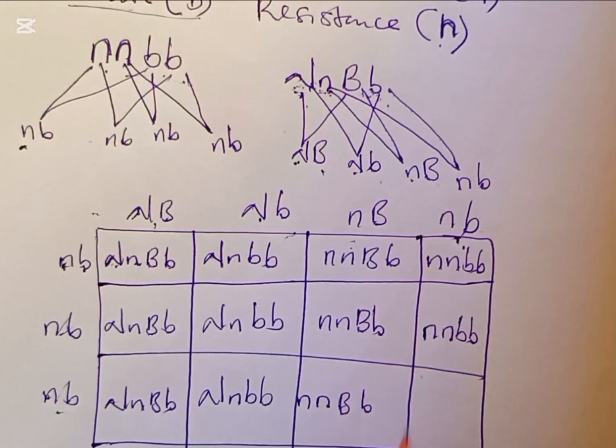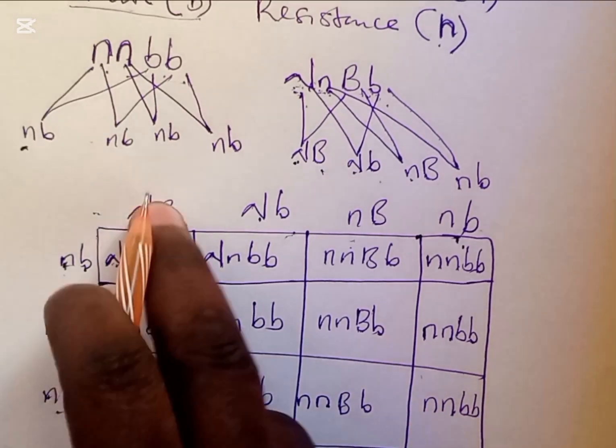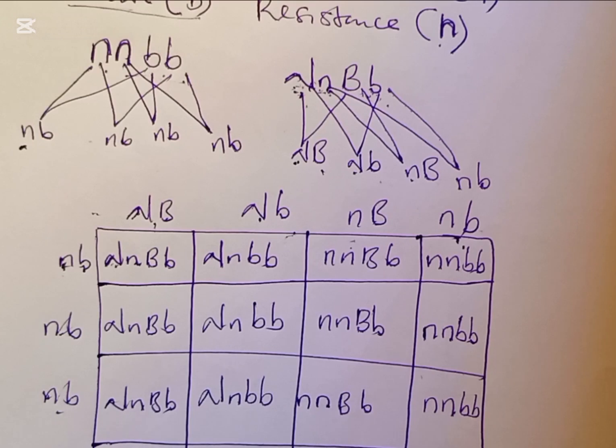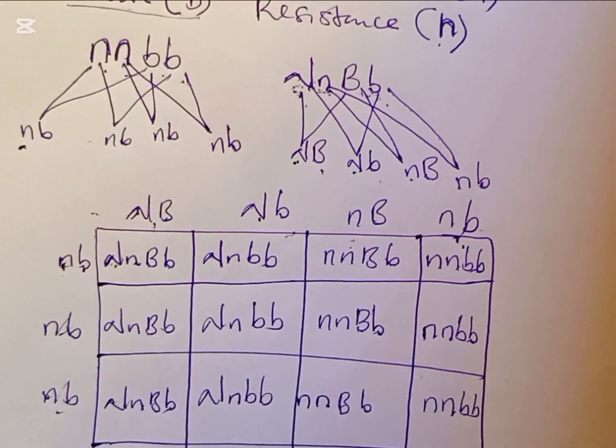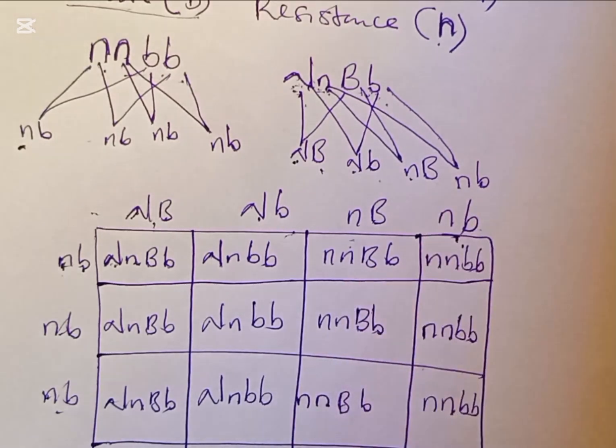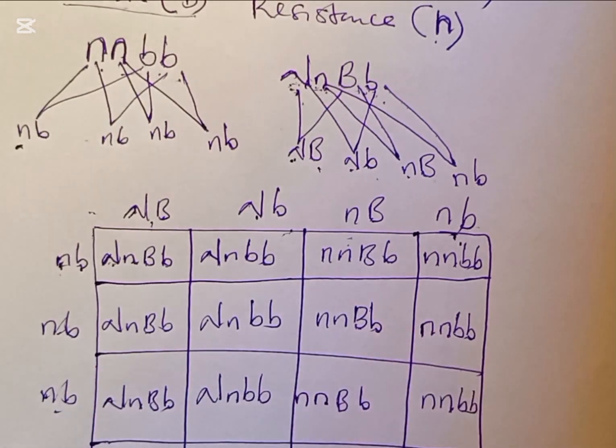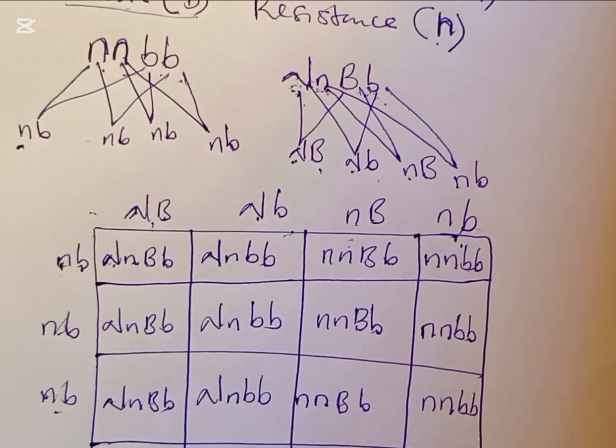This and that is going to give you small n, B, B, small, small. This and that, capital N, small n, then capital B, small b. This and that, capital N, small b, small b. This and this, N, N, capital B, small b. This and that, finally, it gives you a small n, and then small b, small b. So this is the table that you have made. So this is the Punnett square.